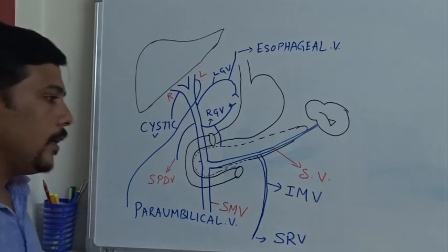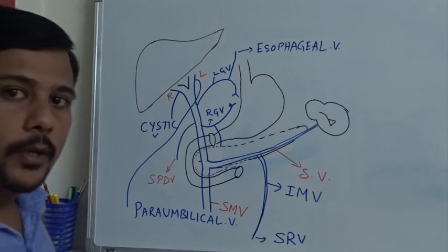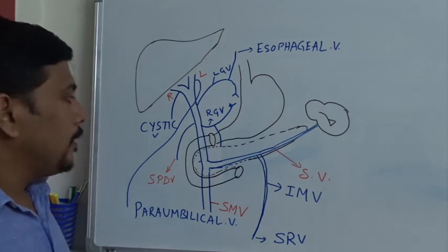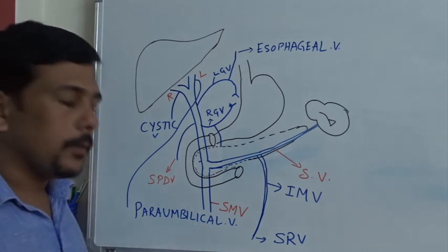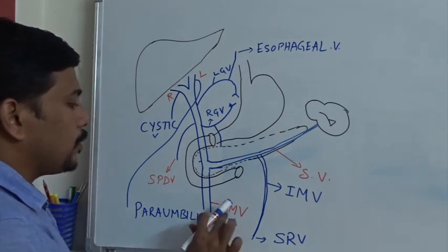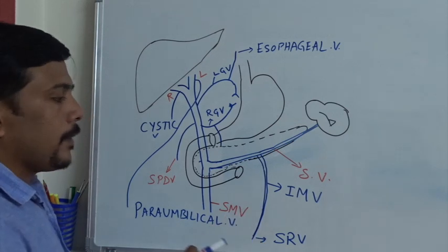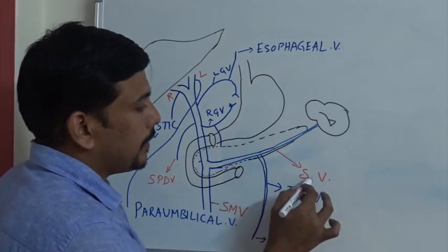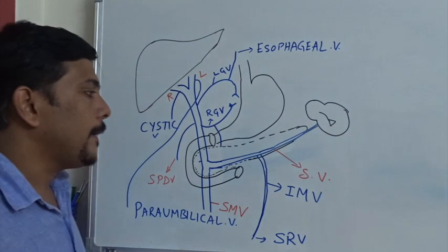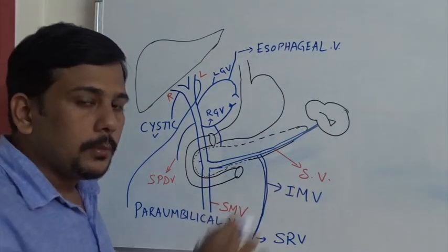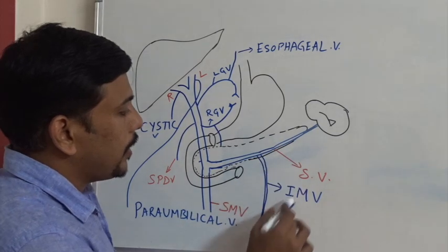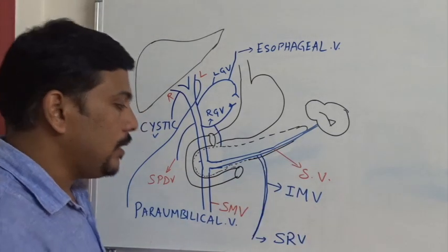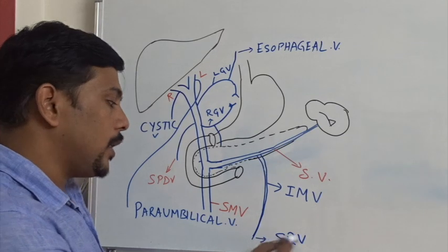Okay, now we'll review the tributaries of the portal vein once again. First, the tributaries of the portal vein near its formation. That is the superior mesenteric vein, the first one, and the second one is the splenic vein, which is coming from the spleen. These two are the major tributaries in its formation. Then the splenic vein receives the inferior mesenteric vein, which is the continuation of superior rectal vein.